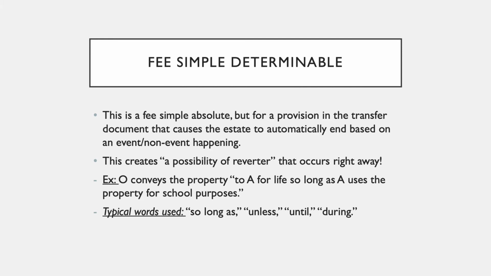Typical words used in a fee simple determinable will be so long as, unless, until, enduring. If you see that terminology, then you will know automatically that it is a fee simple determinable. And also you need to understand that the moment A violates that condition, it will automatically go back to O.